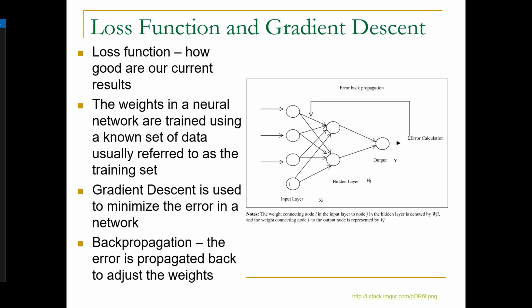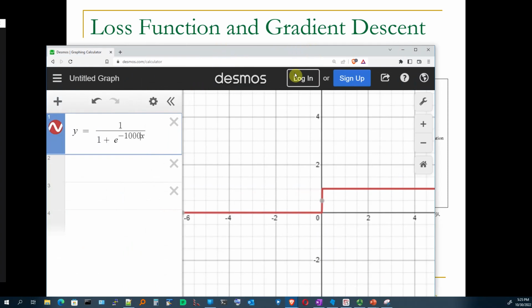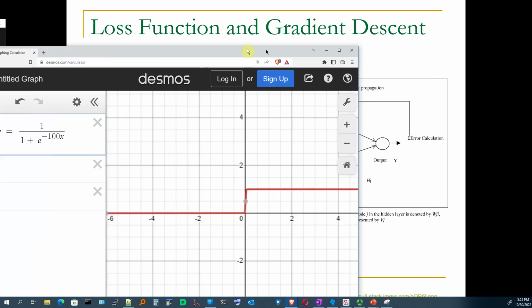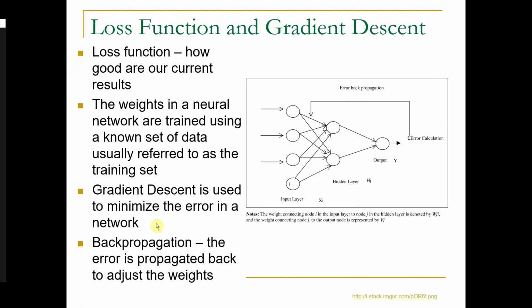You can see that the sigmoid function fits the bill perfectly. It's continuous and differentiable. It can approach or approximate a step function. Here it is again. It can get pretty steep pretty quickly. And we use back propagation. We propagate this error back to adjust these weights. So at a high level, this is how this works.